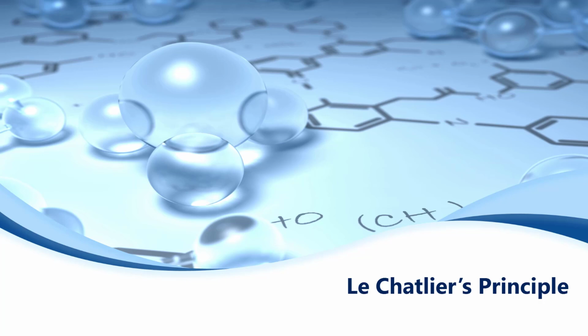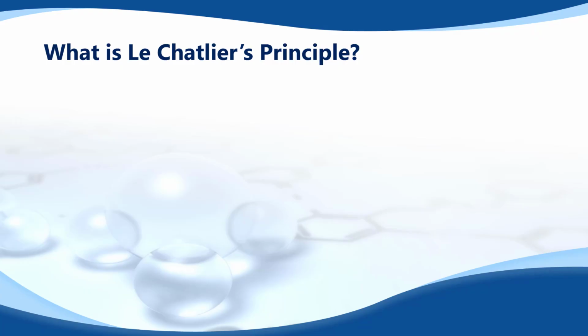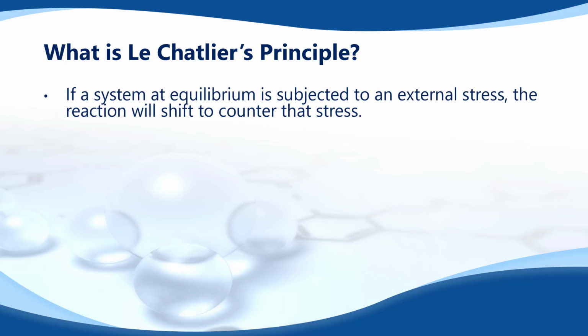Okay, so in this video, we're going to talk about what is called Le Chatelier's Principle, which is what happens when you go messing with a reaction at equilibrium. The technical statement of Le Chatelier's principle is, if you have a system at equilibrium and you subject it to some stress, the reaction is going to move in such a way that it counteracts the stress that you added in.